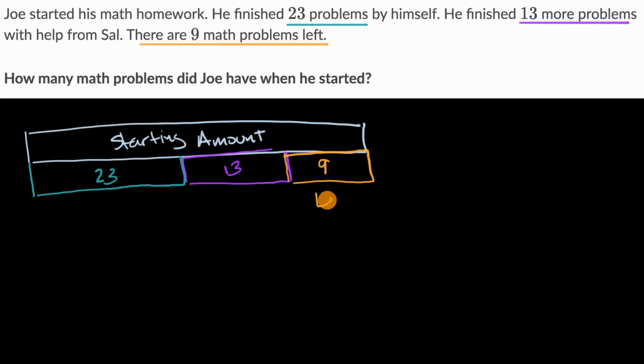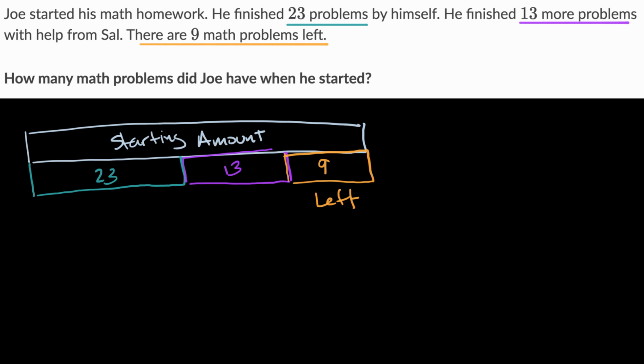So this is left. Thus 23 was the ones he did by himself. The 13 was with help from me. And then he had 9 left. So if you want to know the starting amount, how many math problems did Joe have when he started, you have to add together 23 plus 13 plus 9. So how do we do that? Well, let's do it one at a time. So let's just think about how many he finished. And then we can add to that how many was left. And that's the starting amount.